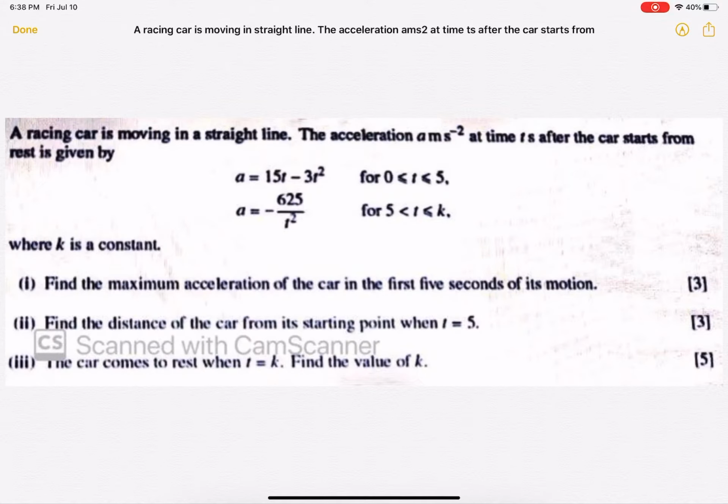We got a mechanics question about a racing car moving with a nonlinear acceleration, and the acceleration is given in two formulas. For the first 5 seconds, it follows a quadratic equation, and for the next duration, it follows a reciprocal curve. So in part I, they say find the maximum acceleration of the car in the first 5 seconds of the motion. So for the maximum acceleration, dA by dt should be 0 because a varies according to t. So we can try that out.